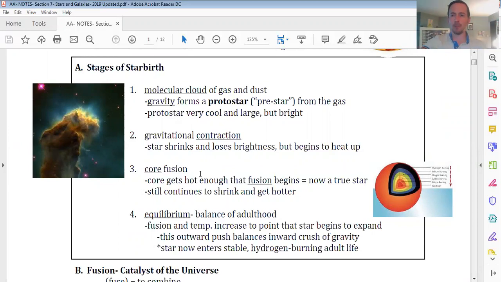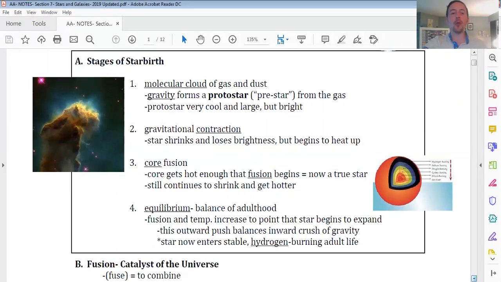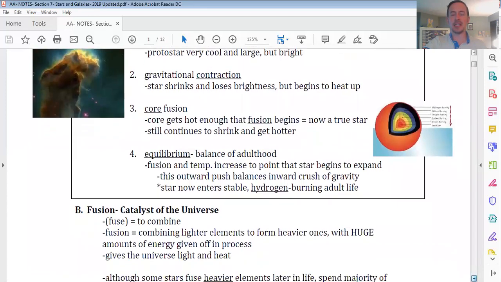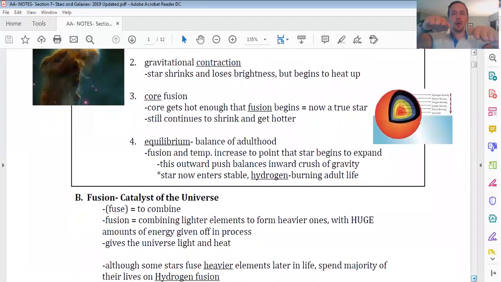starts to level out. By the time we hit step 4, equilibrium, the root word is equal, meaning the same. Those forces come into a balance. So anytime you look up at the sun, and obviously if you just learn one thing from this class, don't look at the sun, it hurts your eyes. But anytime you just sort of peek up there, it looks like a totally round, smooth ball where nothing at all is happening. In reality, that could not be farther from the truth.